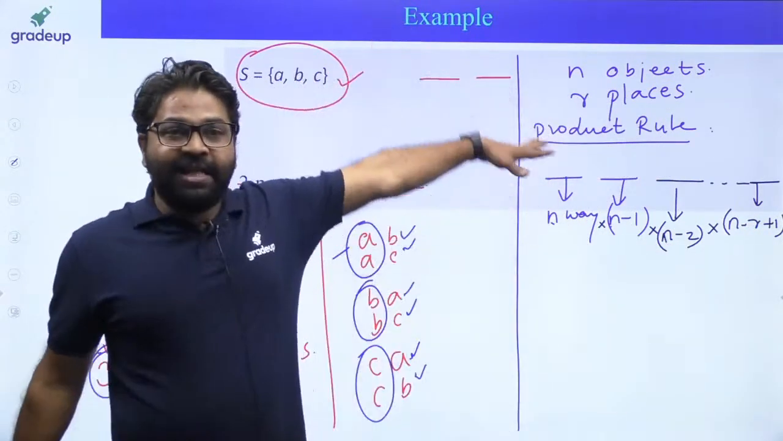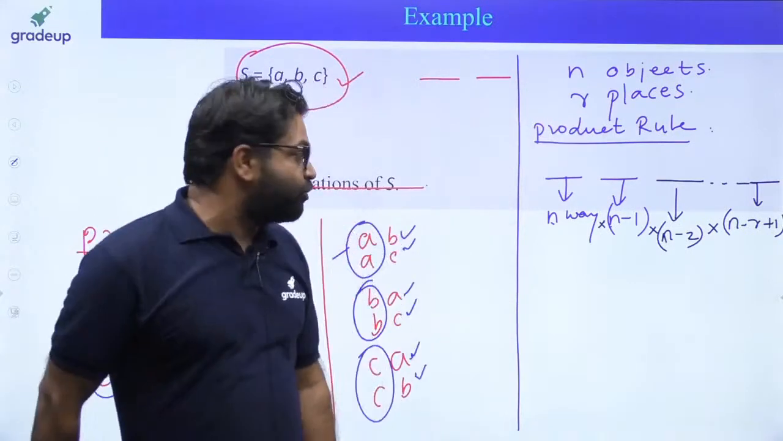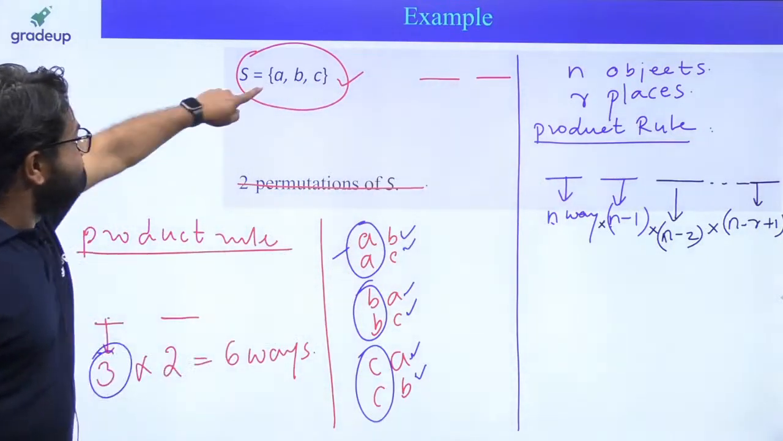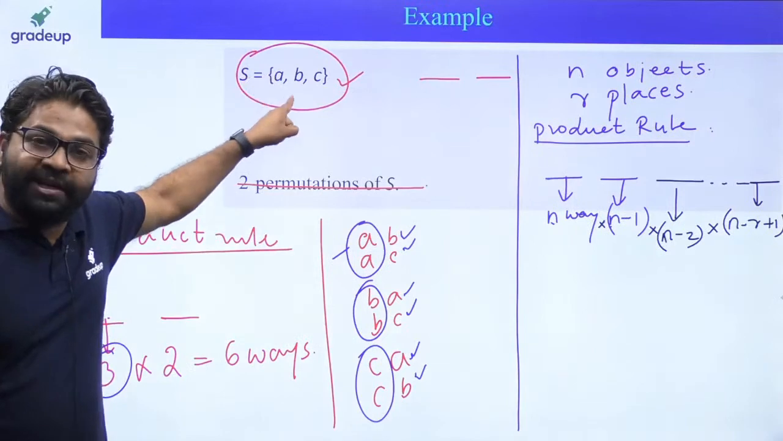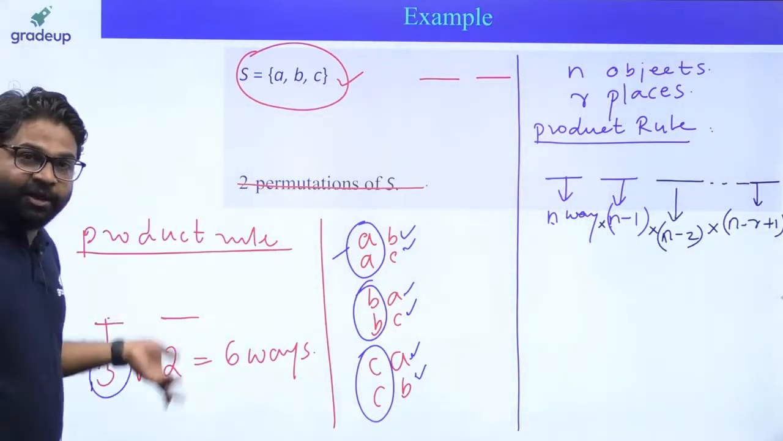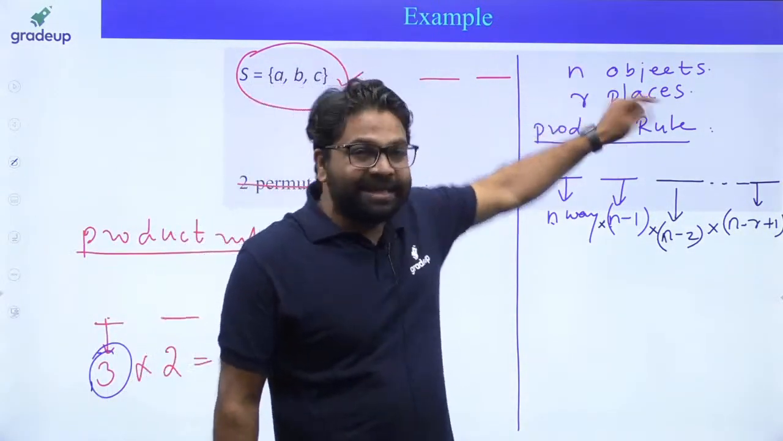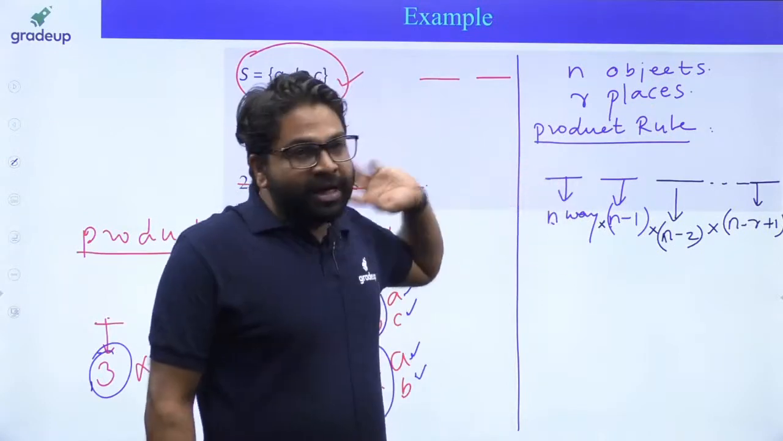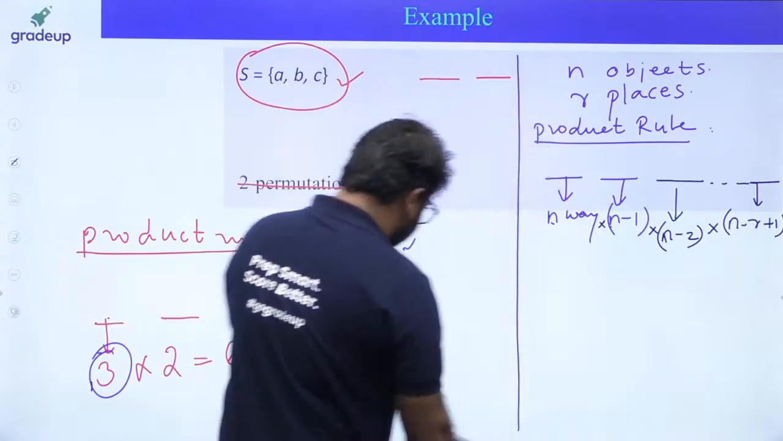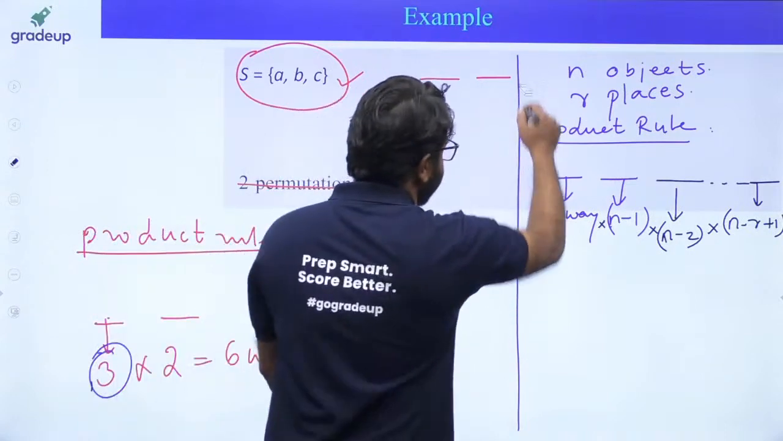So if you have n objects and you want to arrange them at r places, according to the product rule, at the first place you can match this thing. Suppose you have 3 elements and you want to arrange these 3 elements at 2 places, how many ways can you do it? First one 3 ways, second one 2 ways. Now try to relate it. If you have n objects and you want to arrange at r places, the first one you can write in n ways, second one n minus 1 ways. Now let's try to understand this particular concept.